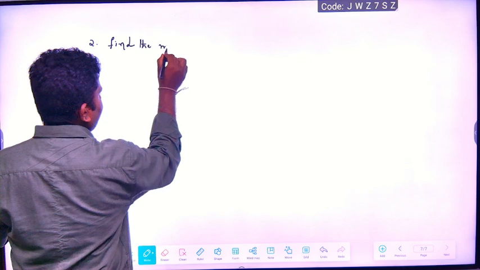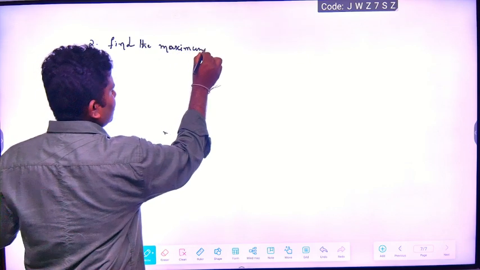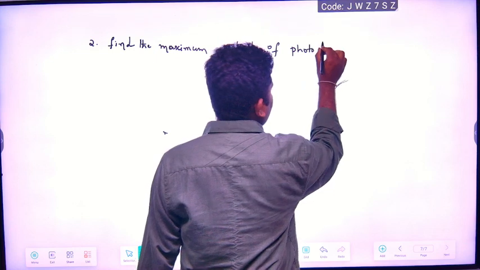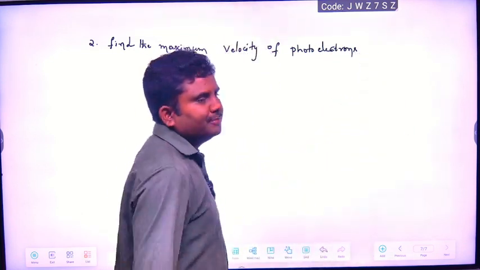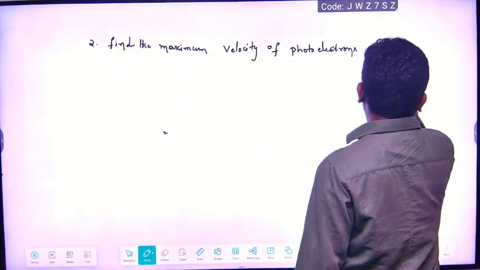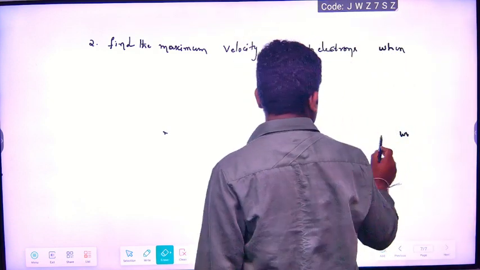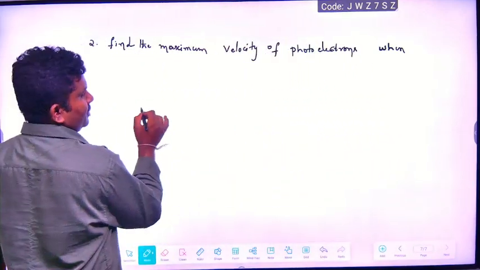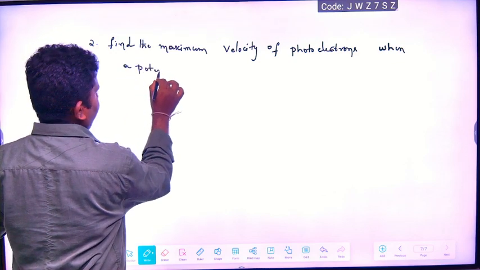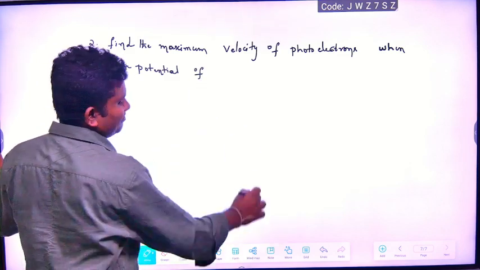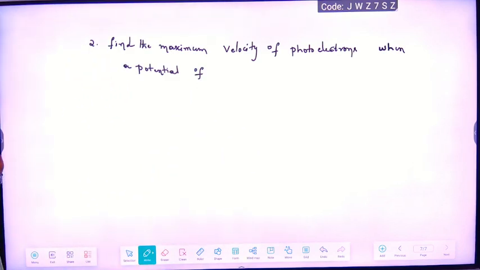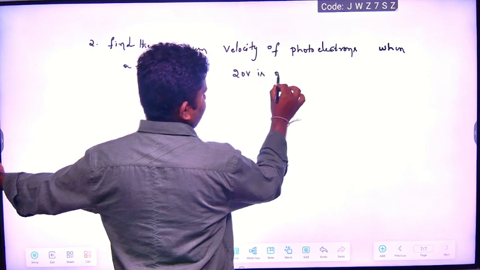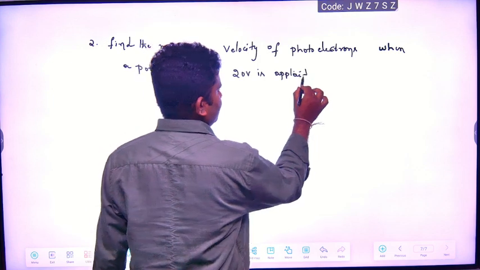maximum velocity of photoelectrons. Find the maximum velocity of photoelectrons when a potential of 2 volt, not 2, 20 volt is applied to the collector plate.